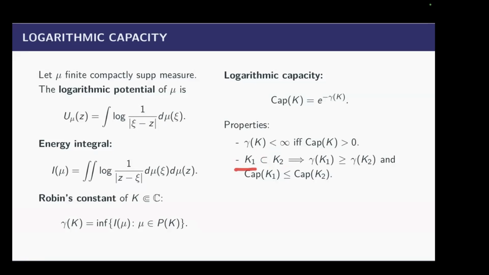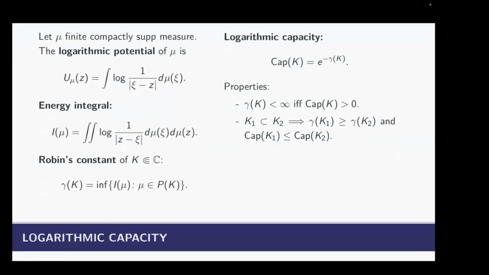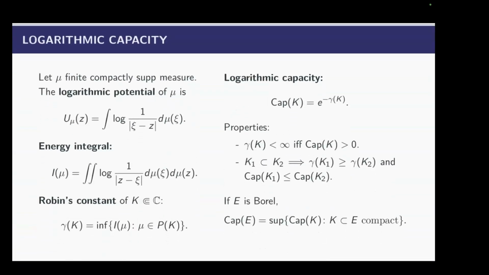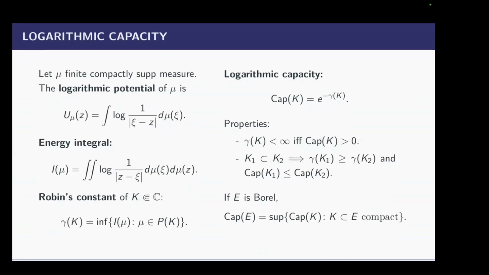And then the other property is that if some compact set K1 is contained in another one, K2, then every probability measure on K1 is also a probability measure on K2. Therefore, since we're taking an infimum, the Robin constant of K1 is greater or equal than the Robin constant of K2. And this means that the capacity of K1 is less or equal than the capacity of K2. Okay? And we extend this to Borel sets, and if we wanted, we could even extend it to analytic sets by taking the supremum of capacities of compact sets that are contained in our Borel set.